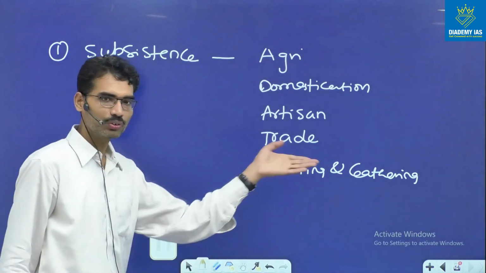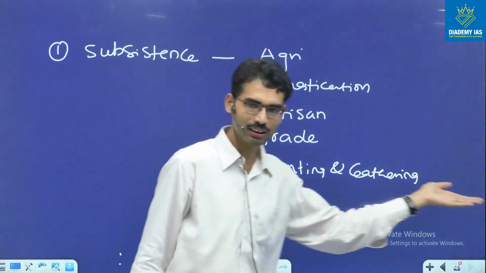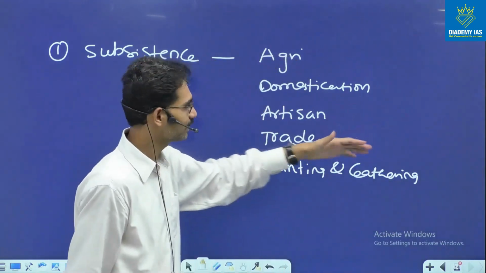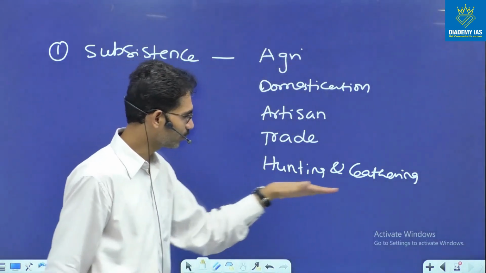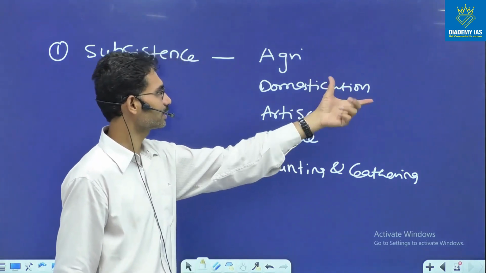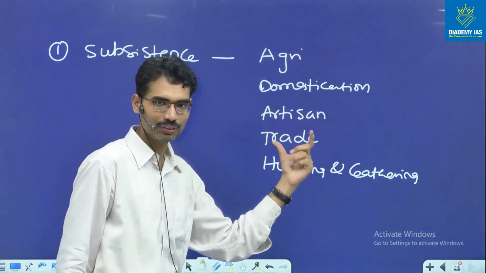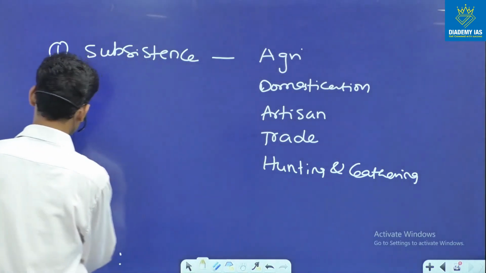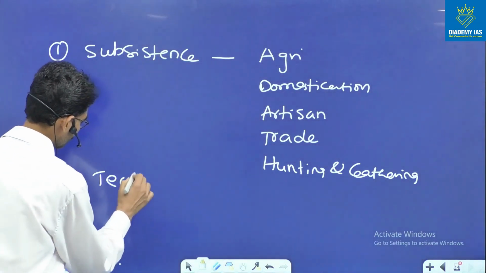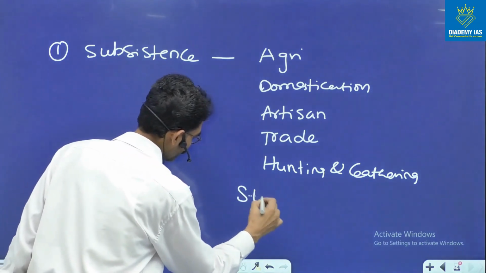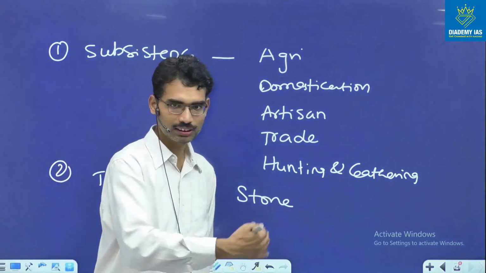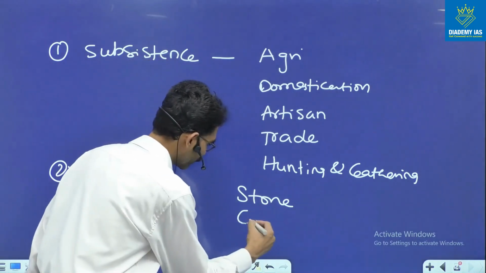It continues even today also. This practice of hunting and gathering still continues. It is not surprising that Chalcolithic people were following hunting and gathering, domestication of animals, agriculture, artisan activities, trade. When it comes to technology, they were using stone tools also, just emerged from Neolithic: stone, copper.